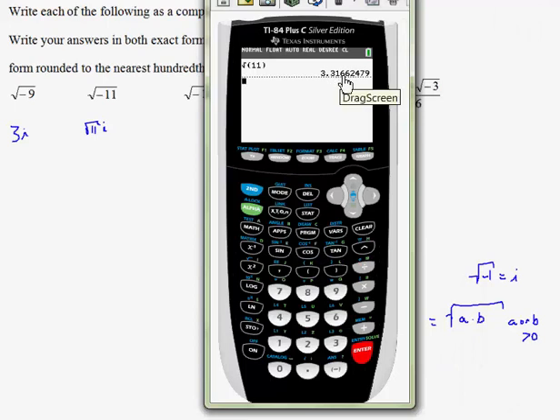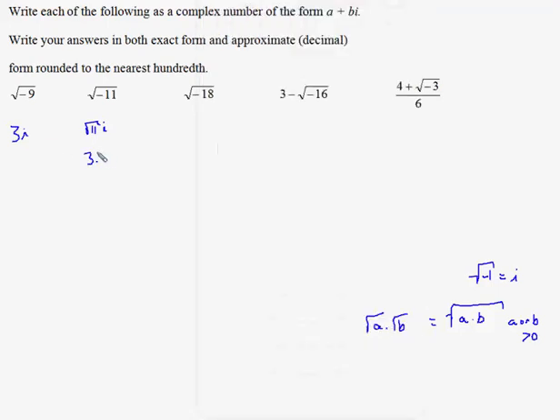Because this digit is 5 or greater, I'm going to run this number up to 3.32. So I get 3.32i. Moving on to the third part, it's going to be much the same.